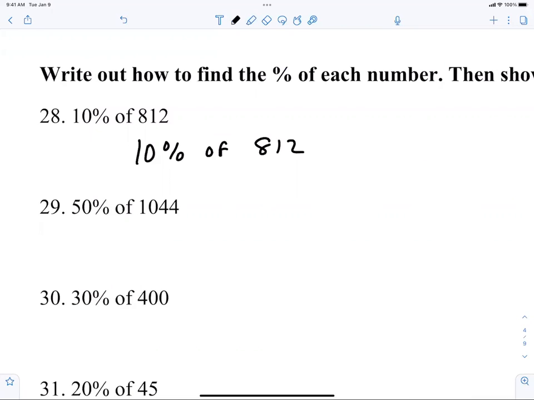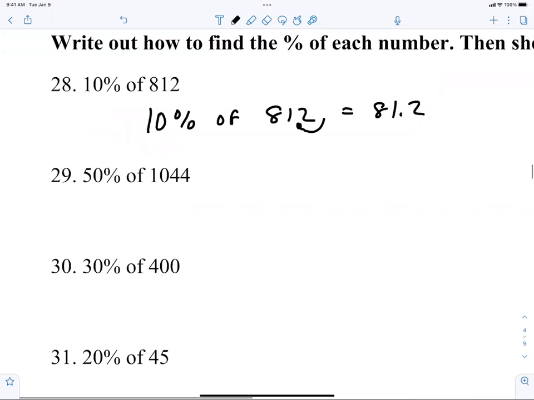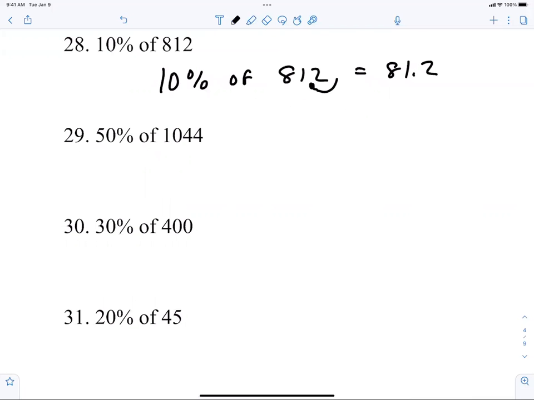Now, do I have to really round 812 in this case? No, because I know I'm just moving the decimal one place to the left. So my answer is what? 81.2. All right, that's what I want. Now, 50% just means what? 1/2. So you're literally just doing half of 1044, which we all know is 522.